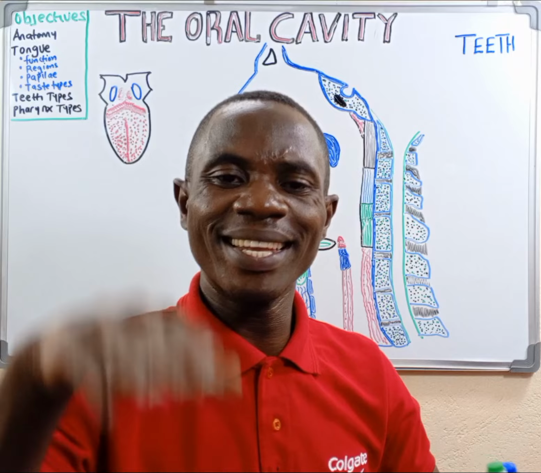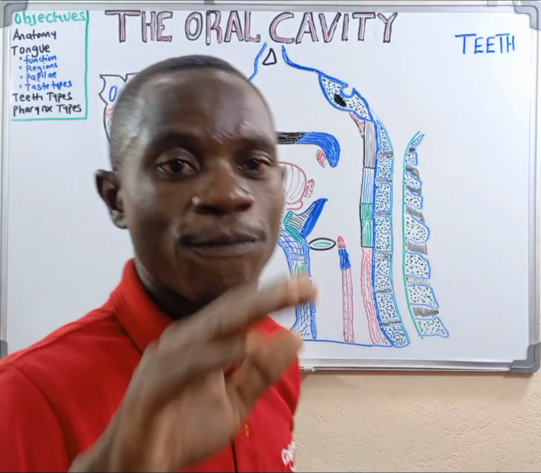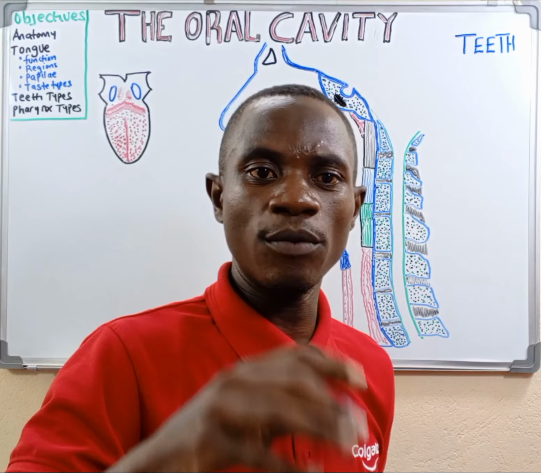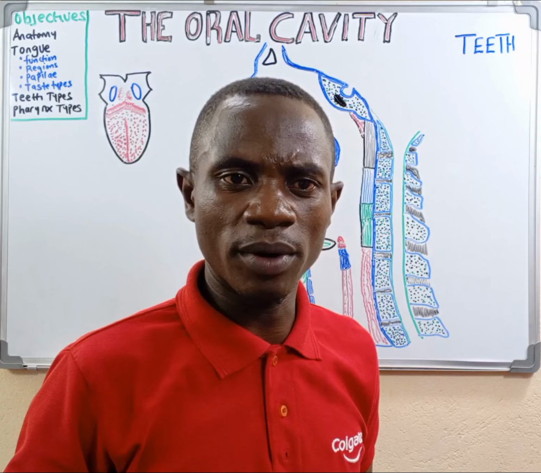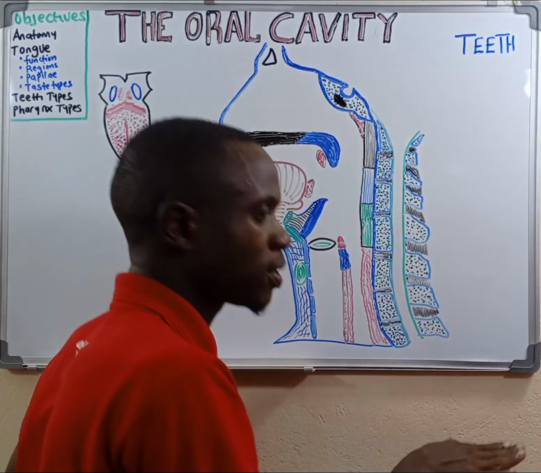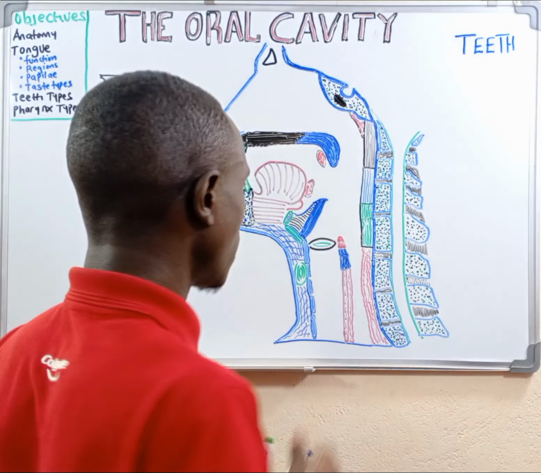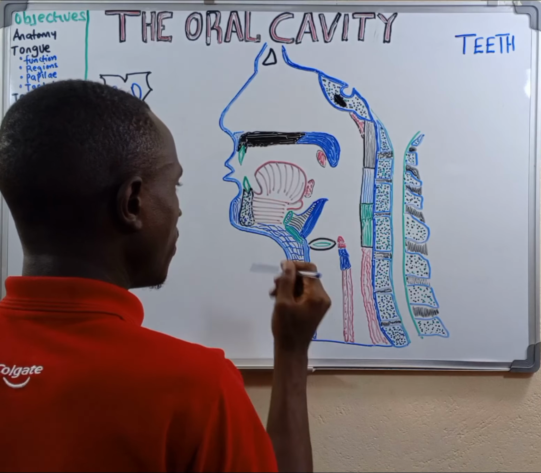Whenever we are swallowing, it has to flap down and close what we call the larynx, such that food or air or liquid should not enter into the respiratory system. Okay, so during the swallowing process, the epiglottis flaps down on top of the larynx. Very important.